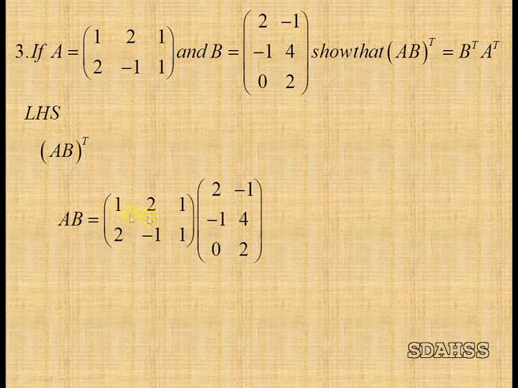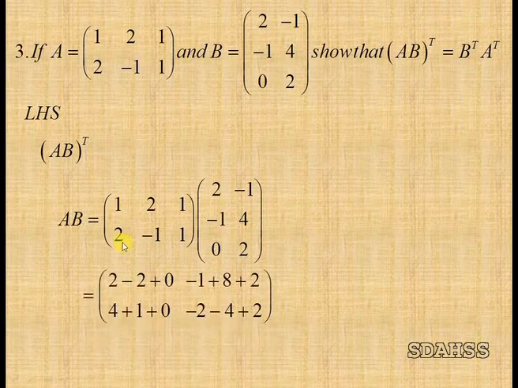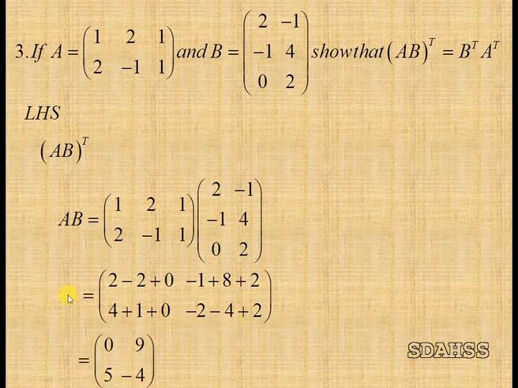First you have to multiply the first row and the first column. So you have 1 into 2 is 2, 2 into minus 1 is minus 2, plus 1 into 0 is 0. Multiply the second row and the first column. So you have 2 into 2 is 4, minus 1 into 1 is minus 1, plus 1 into 0 is 0. Multiply the first row and the second column. So you have 1 into minus 1 is minus 1, 2 into 4 is 8, 1 into 2 is 2. Multiply the second row and the second column. 2 into minus 1 is minus 2, minus 1 into 4 is minus 4, plus 1 into 2 is 2.